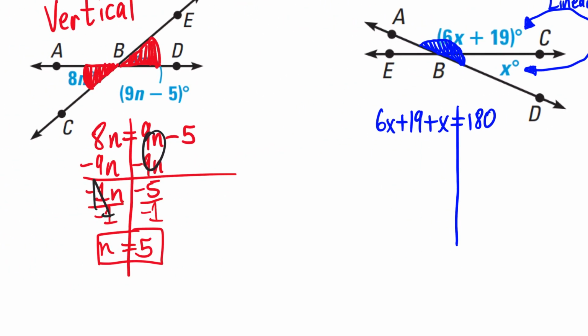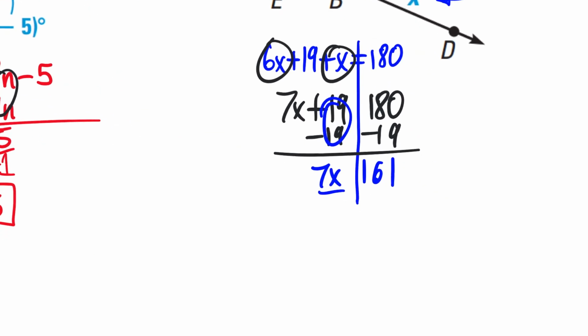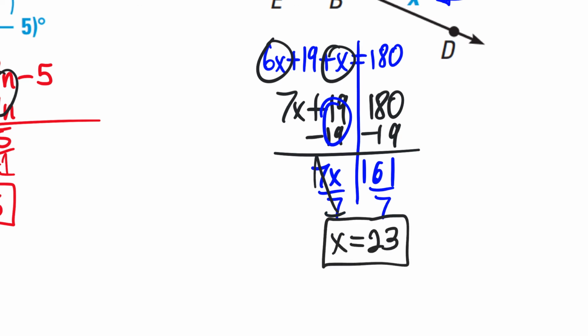Okay, on this one, combining like terms, 6x and 1x makes 7x plus 19 equals 180. Minus 19, this zeroes out, 7x equals 161. Divide by 7, x equals 23.